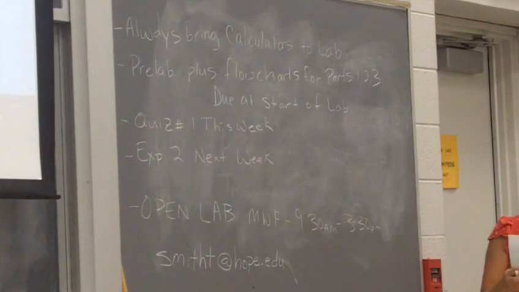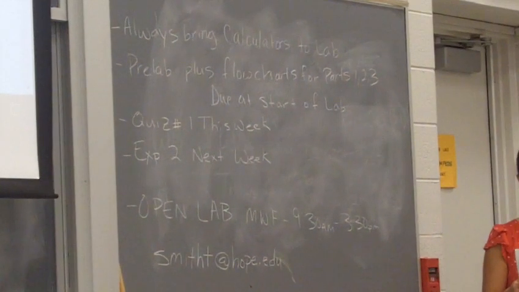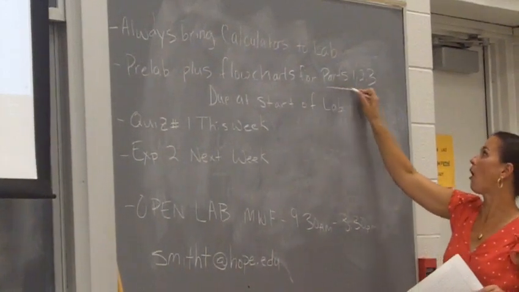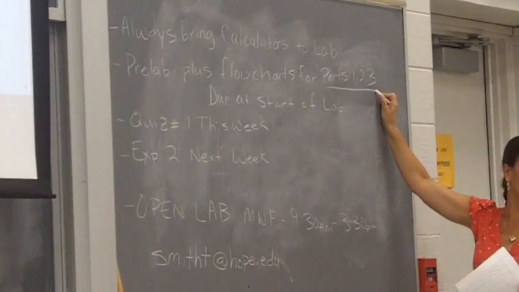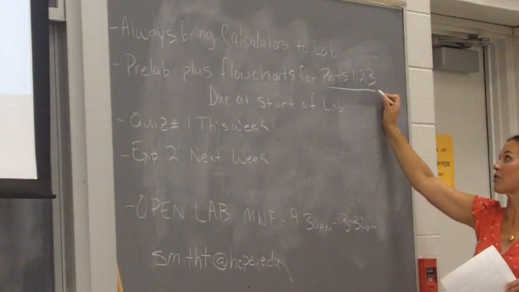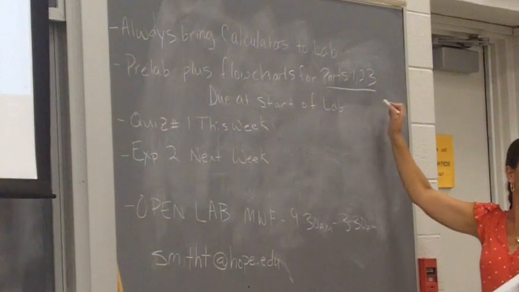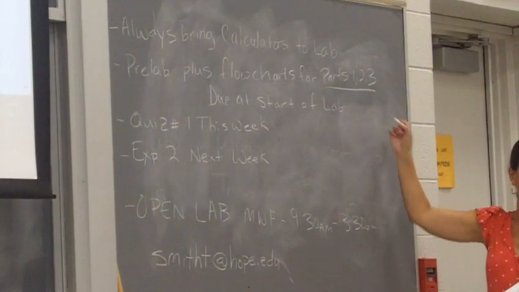Your homework that we gave you last week in lab was to have the pre-lab for experiment 1 in your notebook before you come to lab this week. And make sure you include the flow charts for all 3 parts, 1, 2, and 3, okay? We showed you the flow chart for number 1, so make sure you have the flow charts for 2 and 3 in there as well, okay?